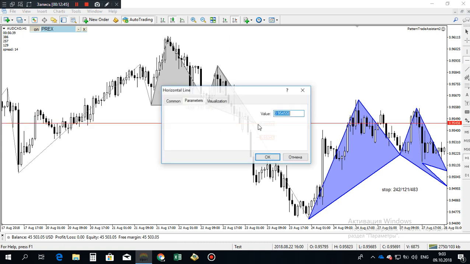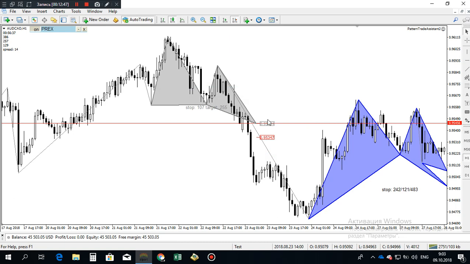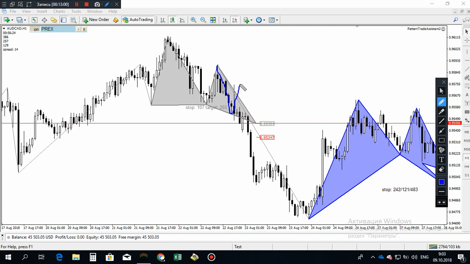Okay, cannot be that much precise. Here's the completion of the pattern. And you see when the movement started, we had the movement to the downside like this. And then we had kind of a reversal, spiking to the upside. This is it.